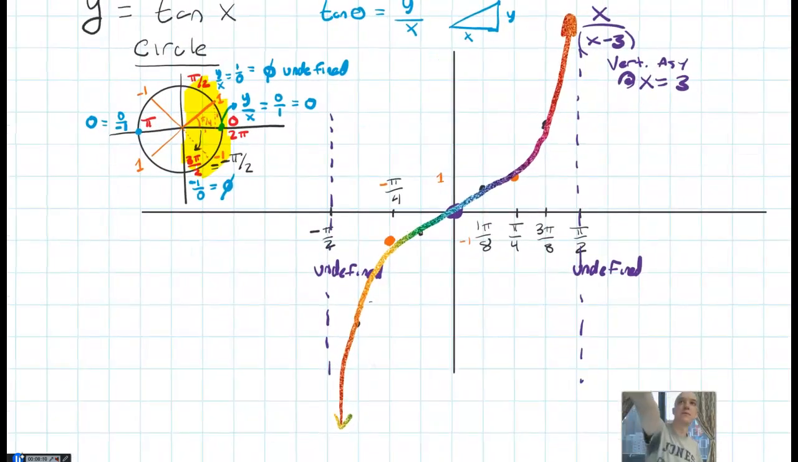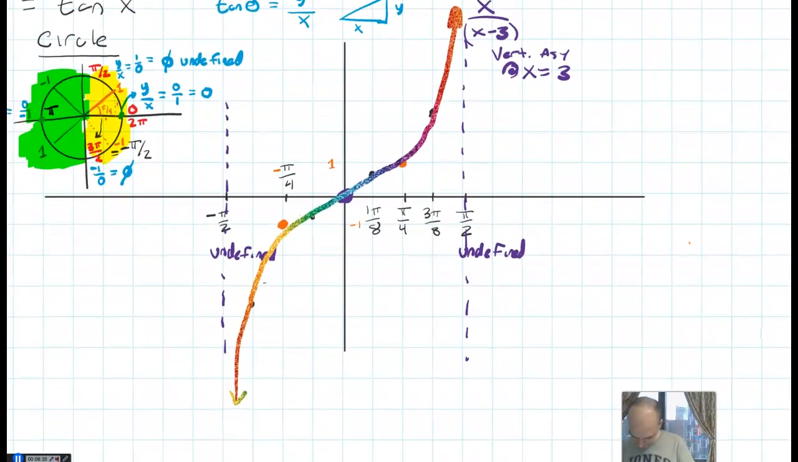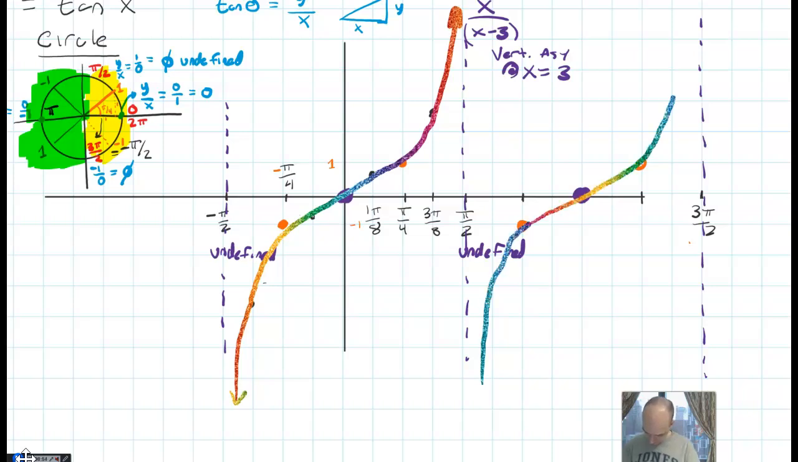But that was only half the circle. I now need to do the same thing for the left half of the circle. So the left half of the circle started at pi over 2 and went out to 3 pi over 2. At 3 pi over 2, we were also undefined. There was also a zero in the middle. We also went to negative 1 and 1. And so the graph of tangent just repeats. The idea is basically the tangent graph repeats every half circle instead of every full circle.